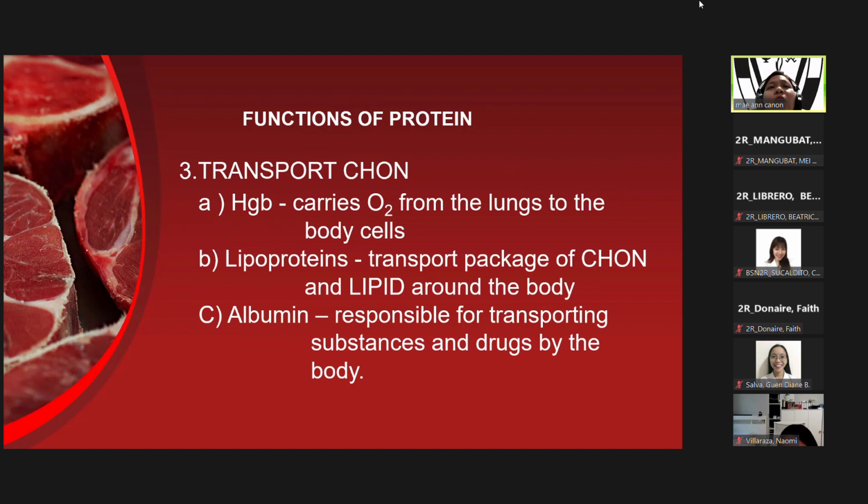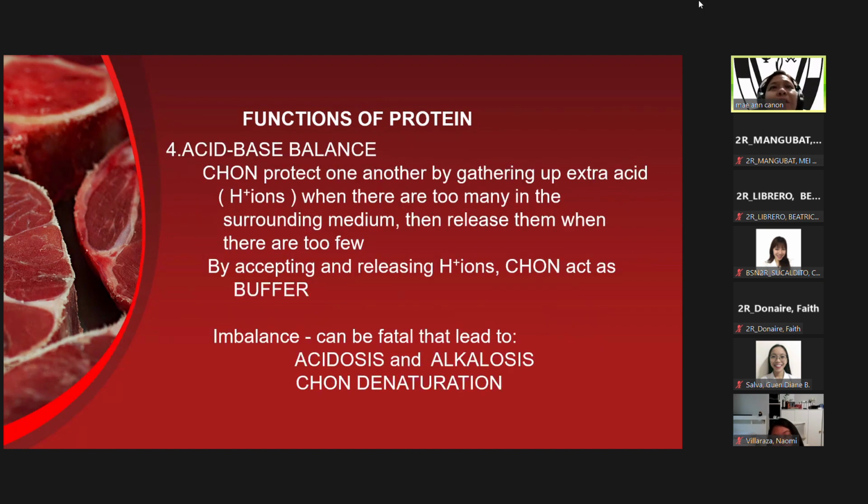Okay. Protein also serves as your transportation. For example, to transport your hemoglobin. Hemoglobin, we know, is part of your blood, which helps carry oxygen from the lungs to your body cells. Next is lipoprotein. It helps transport packages of protein and lipid around the body. And the last is your albumin. It is responsible for transporting substances and drugs in the body.